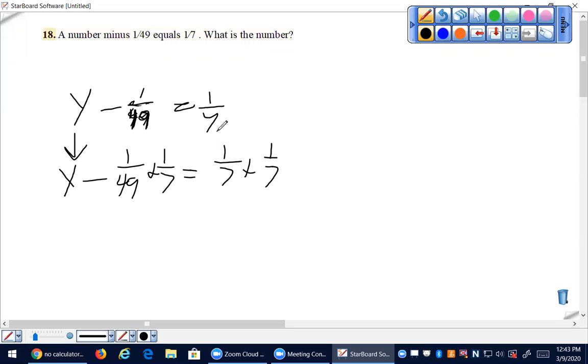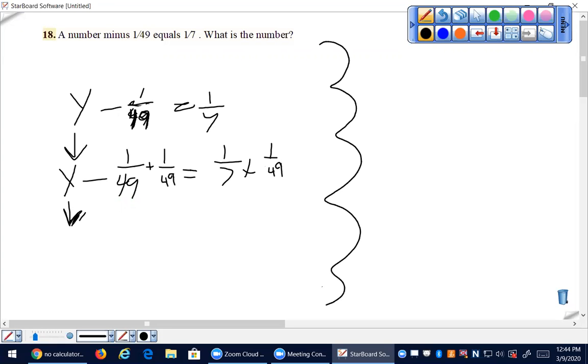Almost. Let me fix it. So here, if I have a minus 1/49, what I need to add back on is the 1/49 to get rid of that, because my whole goal is to have these things cancel out. Okay, my bad. All right, so now we have to correct. So basically, we'll side venture here.